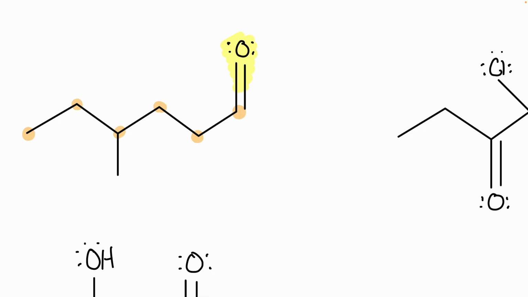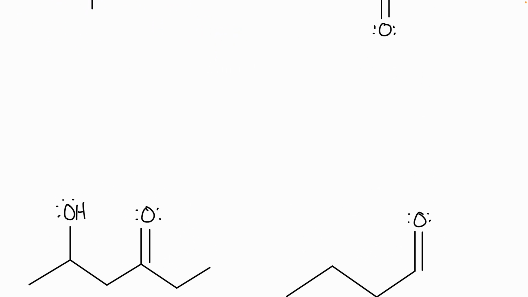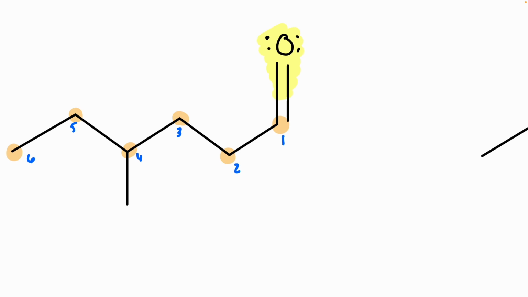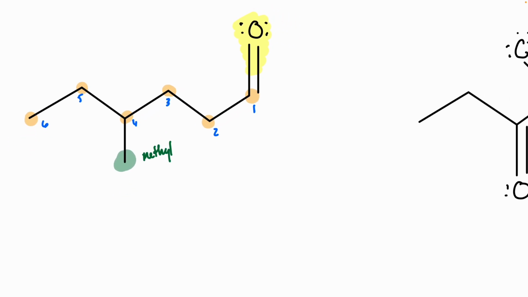I'm going to number my parent chain. And remember that aldehyde functional group always gets carbon 1. Let me make some room here. So that means over here on carbon 4 is a methyl group. So putting this all together, we have 4-methyl. And then I'm not going to include that locant, right? So hexanal.